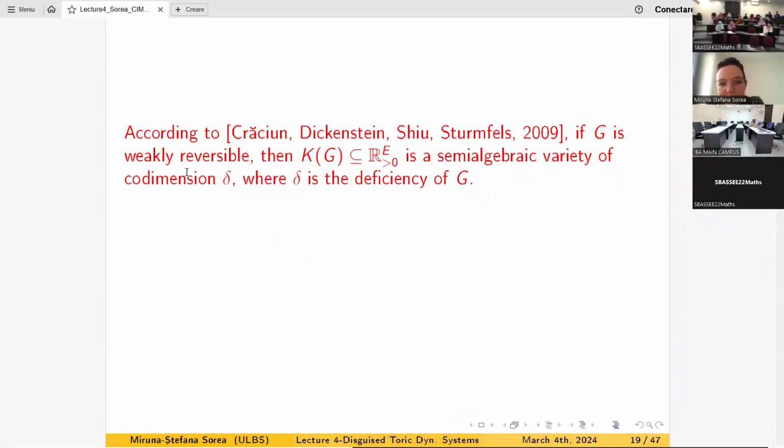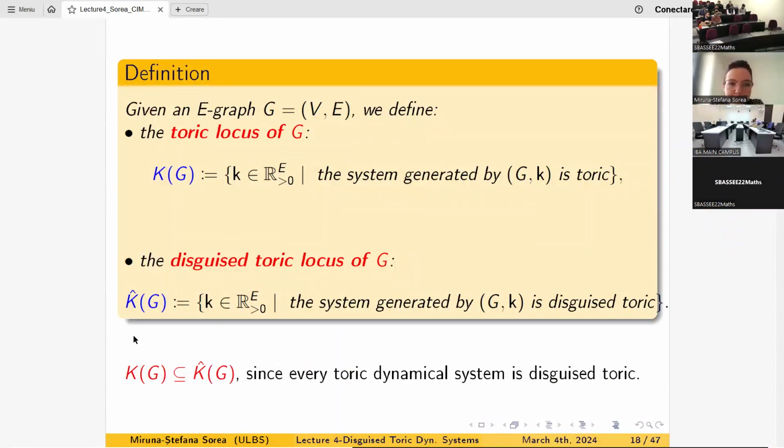Hello? Oh, excuse me. I just wanted to ask, can you go back to the previous slide with the K hat? When you defined the disguised toric locus, it seemed like it was associated to a system, right? But now you're taking it of a graph. So I'm just a little confused about how you're getting the disguised toric locus of a graph.